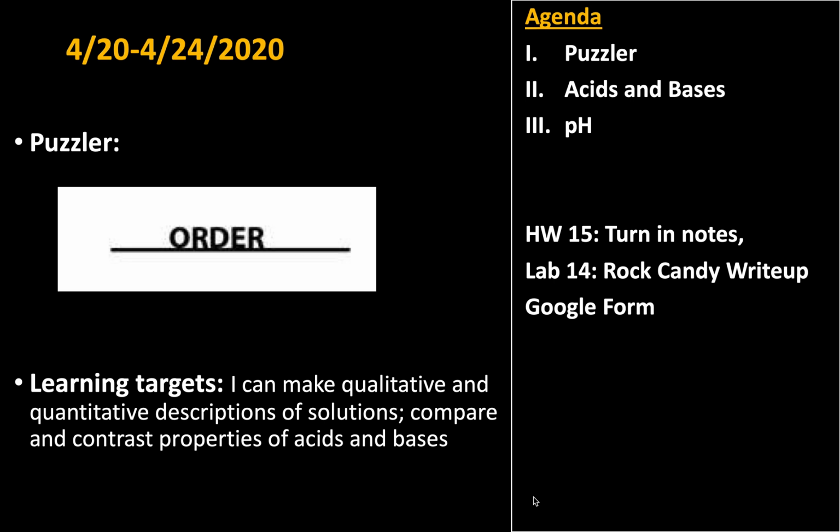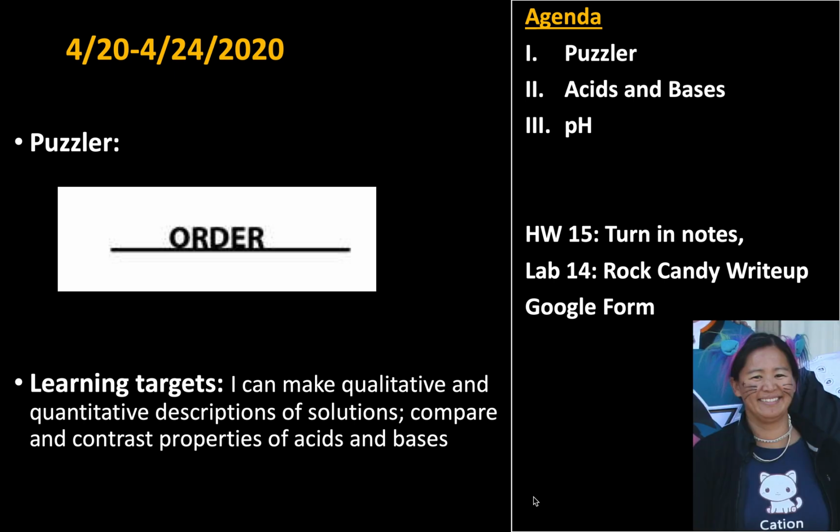Miss Liam's chemistry class. Here is your puzzler. And in case you forgot what I look like, here's a picture of me from Halloween last year. I am dressed as a cation, and we're going to be talking about some cations today.